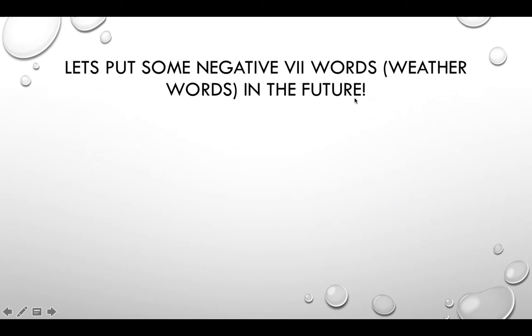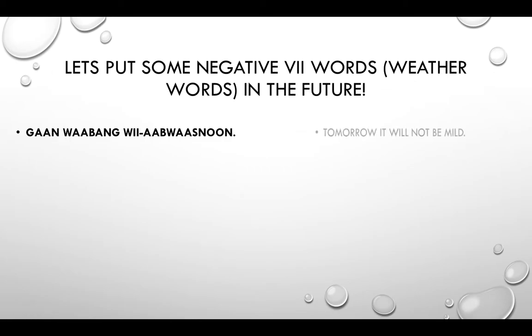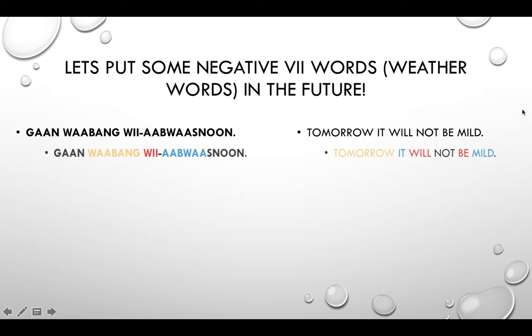So let's put some negative VII words in the future. Gone wabang wiawa snown. Tomorrow it will not be mild. So here we can see how that breaks down. Gone and snown referring to not. Wabang referring to tomorrow. We referring to will be. And abwa referring to it is mild.